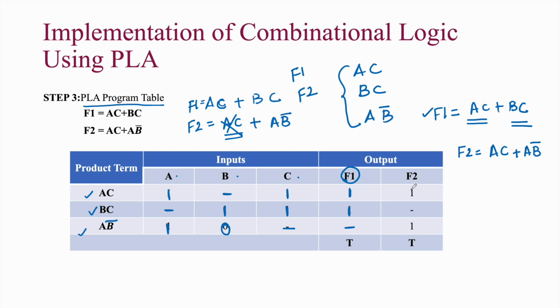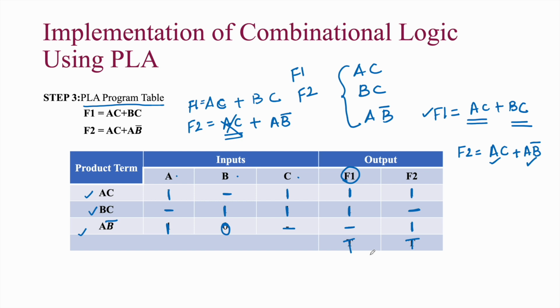Does it contain AC? Yes, the product term AC is available in the expression, so AC is done. Does it contain BC? No, mark with a hyphen. Does it contain AB bar? Yes, it has AB bar, therefore mark with 1. All these functions are directly implemented, therefore we mark them as true. We don't have any complement form, therefore we can just mention it as T.